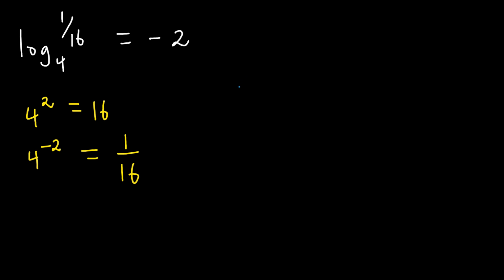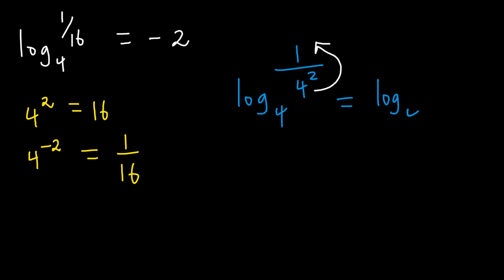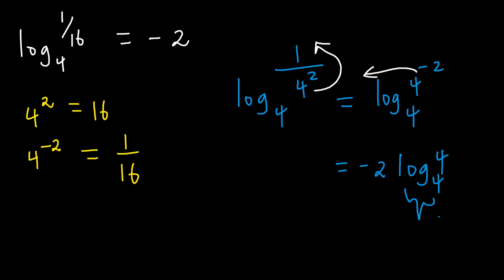And if you want to show your working, you would have log base 4 of 1 divided by, instead of 16, we shall write 4 to the power of 2. And then we can take this to the top. So this will be equal to log base 4 of 4 to the power of negative 2. And then we can take the exponent to the front. And this will give us negative 2 times log base 4 of 4. This part will be equal to 1, and so we shall get negative 2. Therefore, you get the same answer.